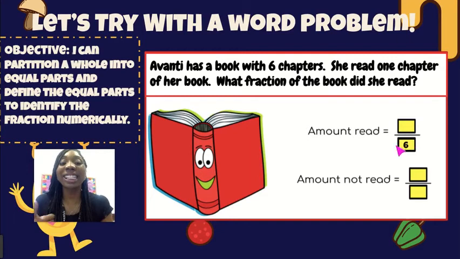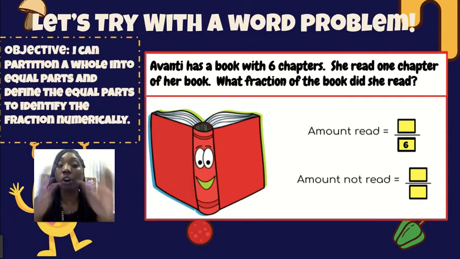So we know that the denominator or the bottom number is going to be 6 because that 6 represents the whole book. Now, if I go back in my problem, it says she read 1 chapter of her book. So what fraction did she read? Well, if she read 1 chapter, then she read 1 part of the whole book. So my fraction would be 1/6 because she read 1 chapter out of 6 chapters total.